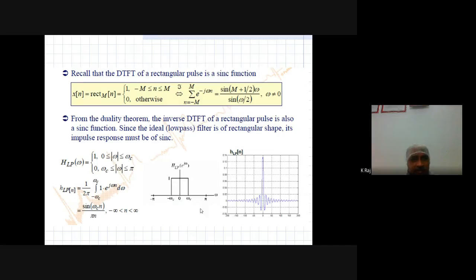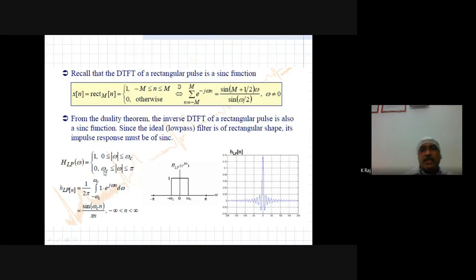Now if we consider any filter, suppose this is a low pass filter, we are interested in designing the low pass filter, and the low pass filter is defined as 1 in this range, that is 0 to omega c, that is, the mod of omega. If it lies between 0 and omega c, then its value becomes 1, otherwise it will become 0.